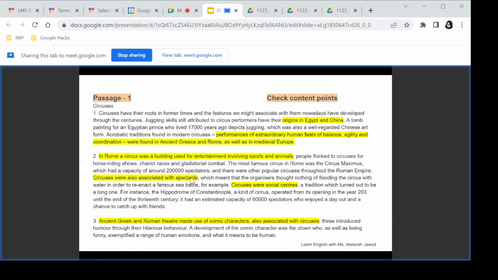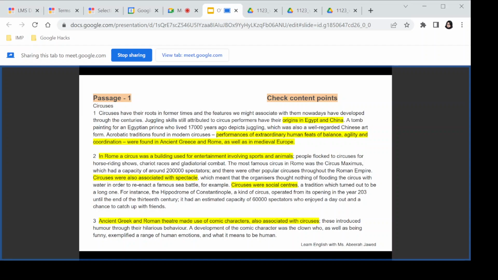Development or origin. Circuses were also social centers. If you just look at it, you would know it is also a part of the development and origins of circuses in former times. Ancient Greek and Roman theater made use of comic characters later on, which is also associated with the development of circuses in the former times. Shall we move on to the next slide?